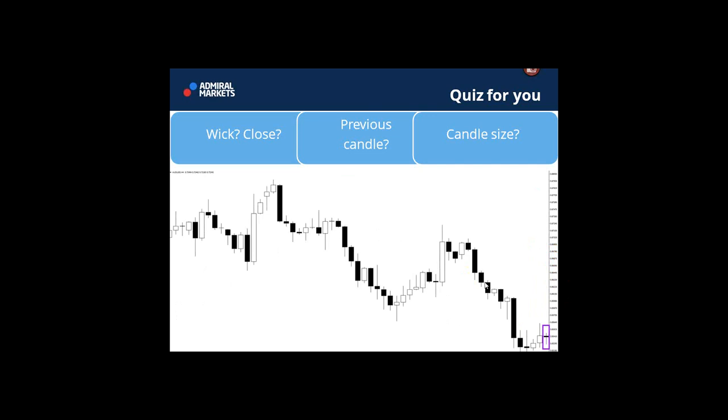All right, so at a break of this channel. Last but not least, this particular candle in the purple box is a doji, as you can see. Who is, in your opinion, how do I formulate this question? Maybe I'll just make it an open question. What do you think about this situation?